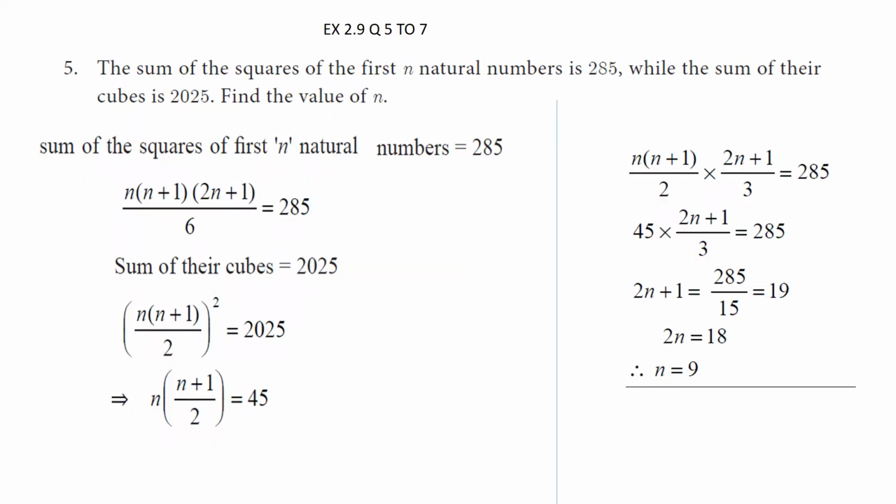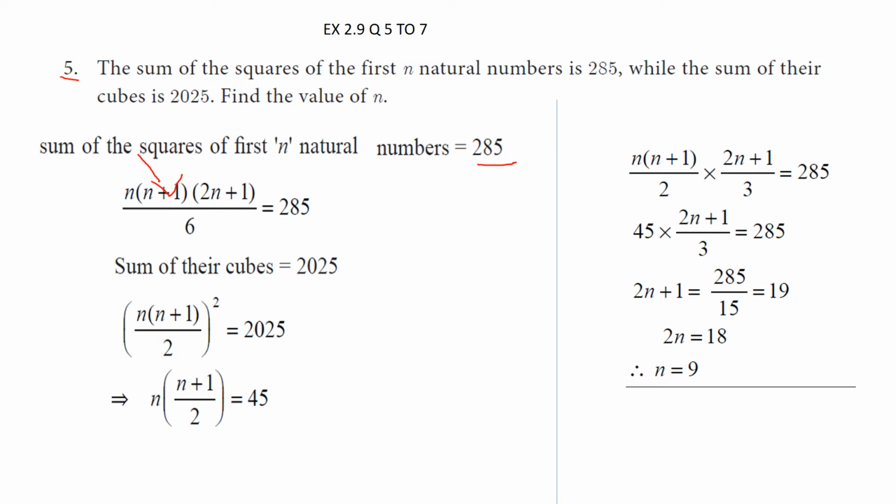Good morning students. Today we are going to discuss exercise 2.9 remaining sums. So, fifth one. The sum of the squares of the first n natural numbers is 285, while the sum of their cubes is 2025. Find the value of n. First, write that the sum of squares of the first n natural numbers is given as 285. What is the formula for the sum of squares of the first n natural numbers? n into n plus 1 into 2n plus 1 by 6, that is equal to 285.